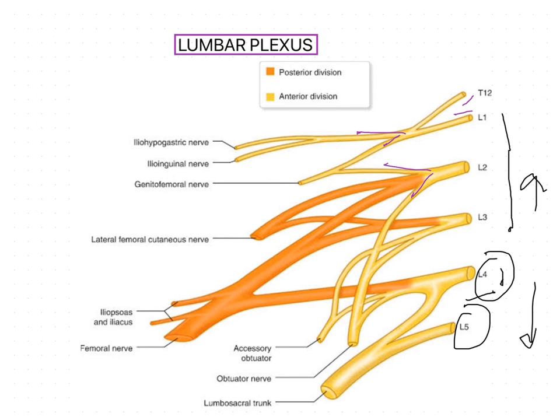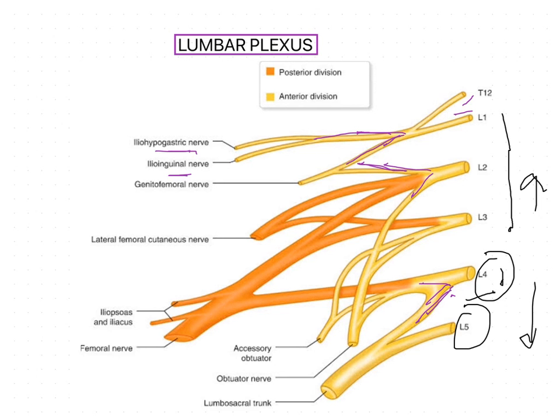So this upper division gives iliohypogastric nerve and ilioinguinal nerve, and the lower smaller division of L1 and the upper smaller division of L2 unite to give genitofemoral nerve. So the larger upper division of L1 splits into these two. Next, coming to L4, this L4 divides into larger upper division and a smaller lower division, and the smaller division later forms the lumbosacral trunk.